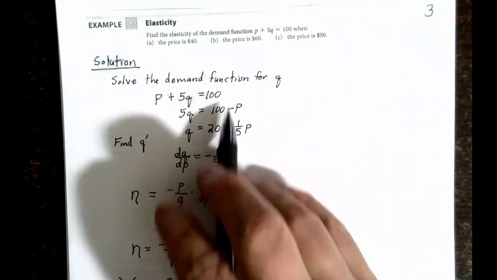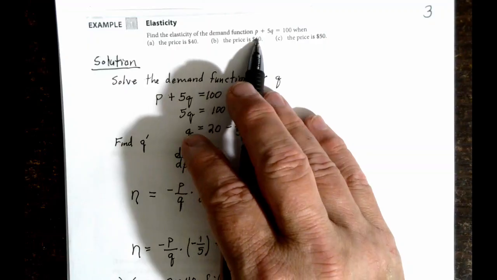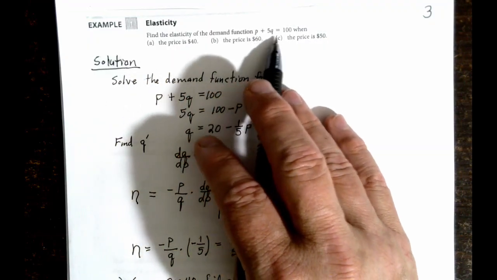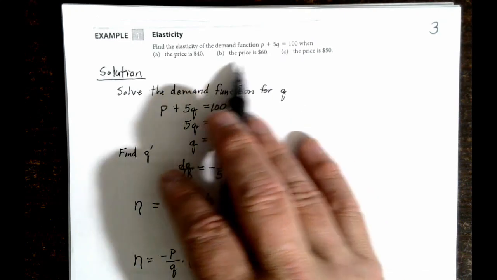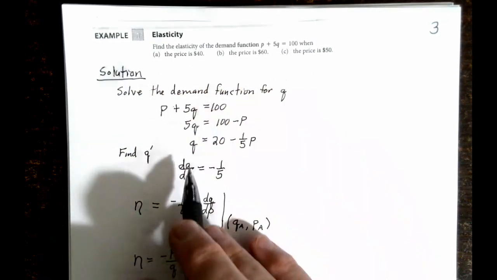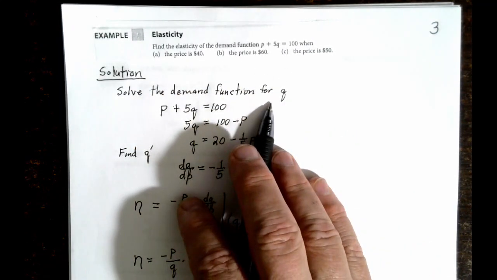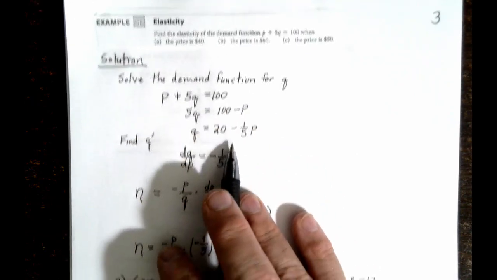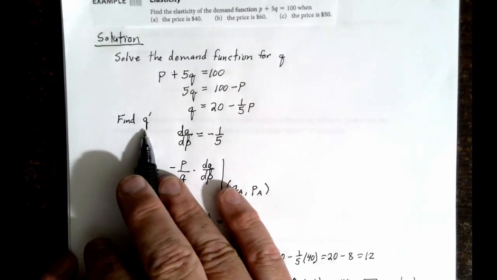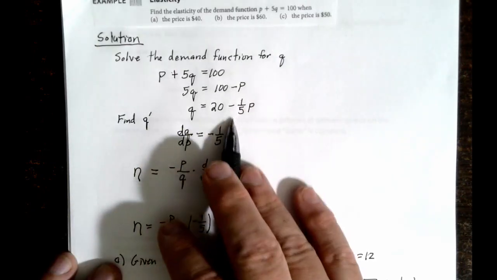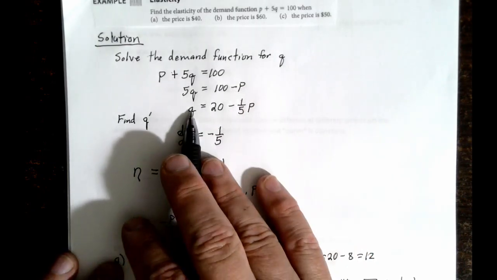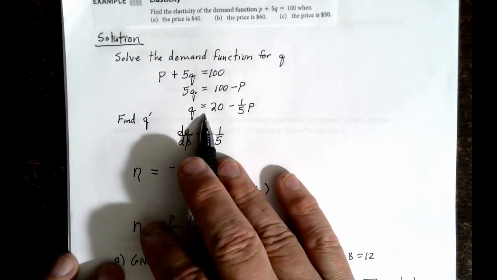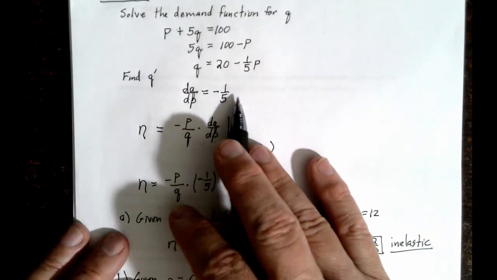Now example 1, they say find the elasticity of the demand function P plus 5Q equals 100 when the price is 40, 60, and 50. So the first thing you have to do is solve the demand function for Q. So you bring P over here and divide by 5. Now you take the derivative with respect to P, just like you would if this was an X. So you get Q prime or dQ/dP. The 20 goes away to 0, and this just becomes negative 1/5.